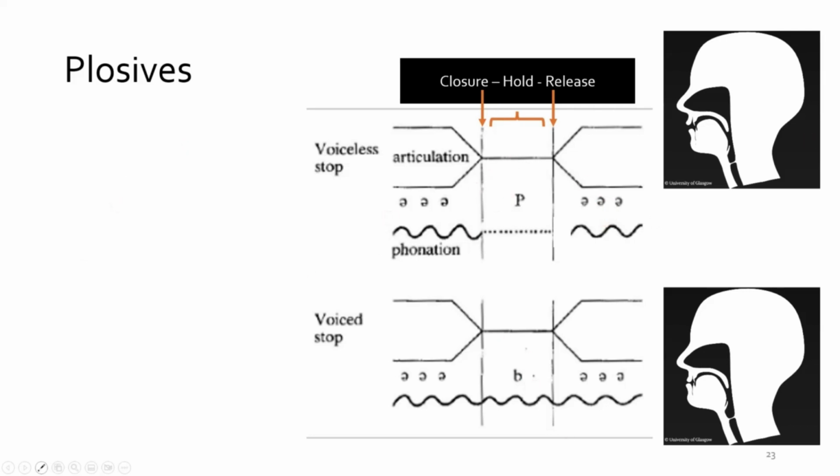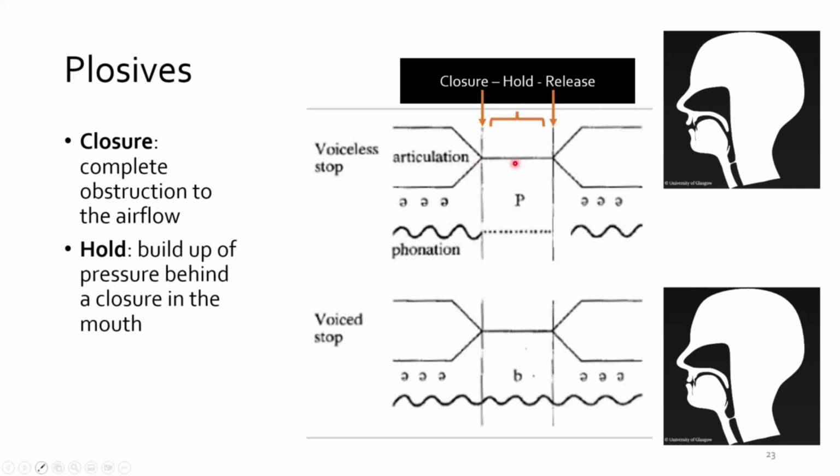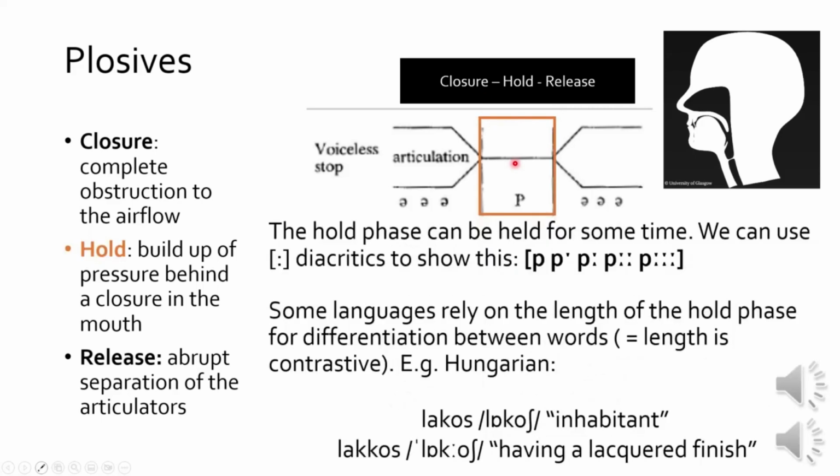And basically what we have here is a representation of the organs of speech getting really, really firmly close together at the end of a vowel, then a period of hold, and then a period of release. Yeah, so those are the three stages of a plosive: closure, hold, and release. So closure, complete obstruction to the airflow. Then we have a hold, build-up of pressure behind the closure, and finally the release, the abrupt separation of the articulators. Now, there are some interesting things about each of these elements in English and beyond English.